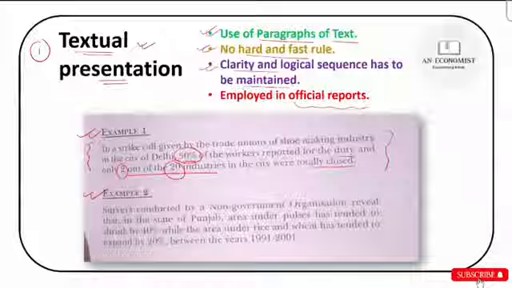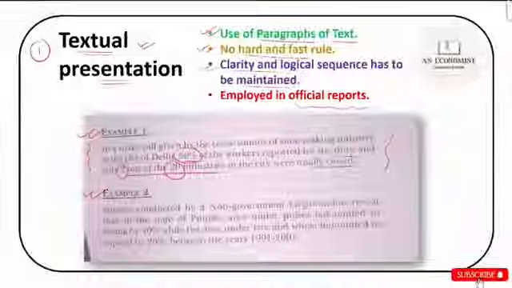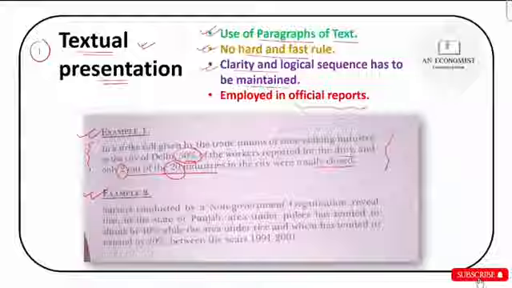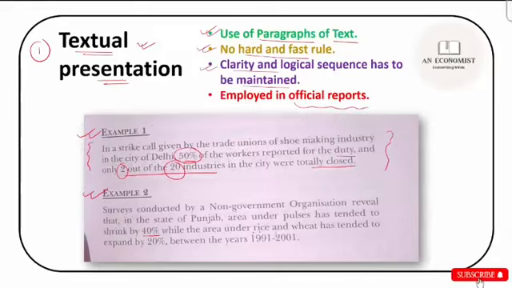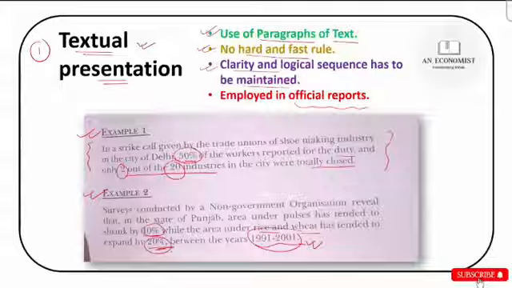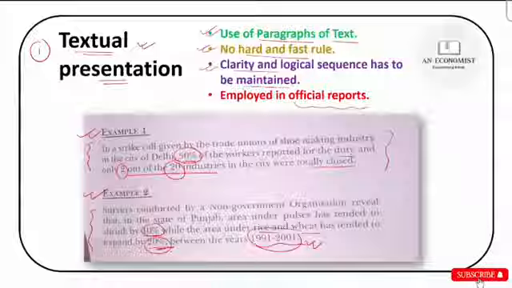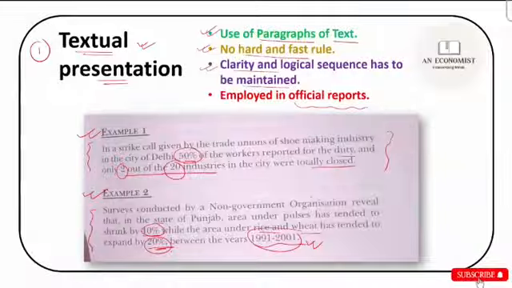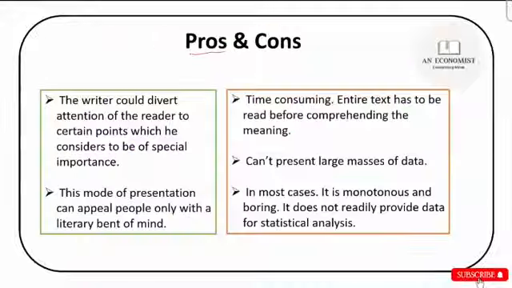Surveys conducted by a non-government organization reveal that in the state of Punjab, area under pulses has tended to shrink by 40%, while the area under rice and wheat has tended to expand by 20% between the years 1991 to 2001. So you are presenting the data in a logical fashion. Also, you are giving the yearly data and you are also giving percentage data, right? So data is presented in a logical fashion, in a clear manner, and this is the textual presentation of data, right? Now, what could be the pros and cons of this method?